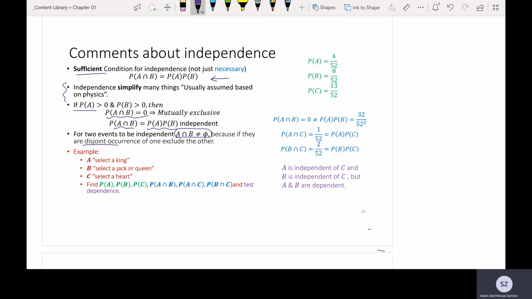Is the idea clear? Now let's have an example with cards. 52 cards, half red and half black, divided into 4 quarters, each with its own suit, hearts and so on. Okay, now let's have the following questions. Event A is select a king.